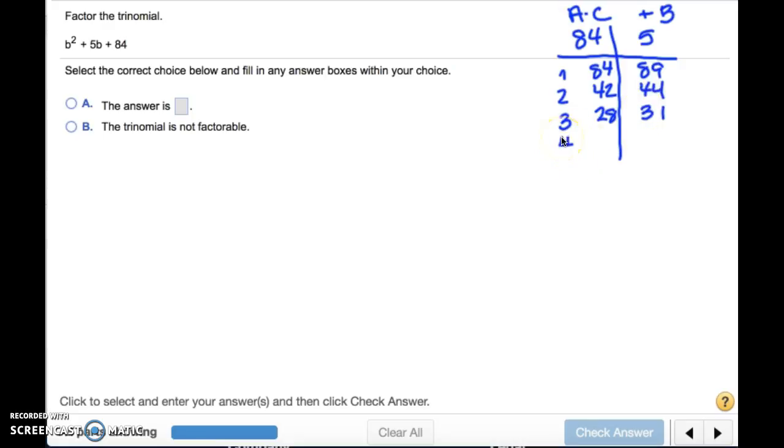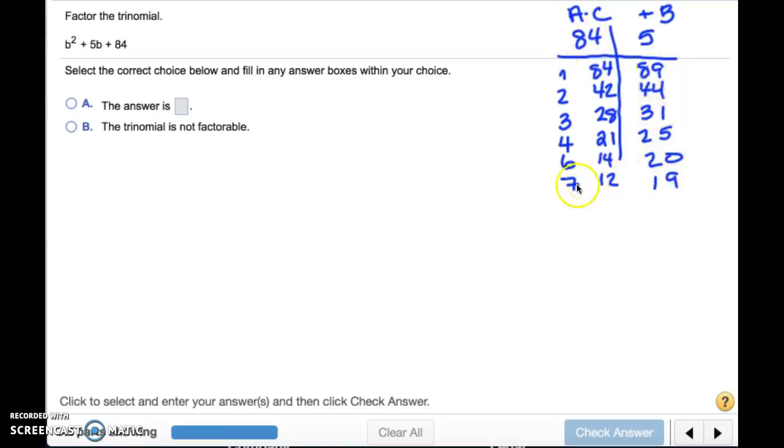I can divide by 4, and that gives me 21, which when I add those, I get 25. I could do 6 and 14, which when I add those, I get 20. And I think my other factor pair is 7 and 12. And that's going to give me 19. And I can't find any other factors of 84.